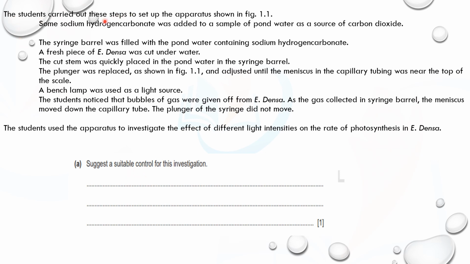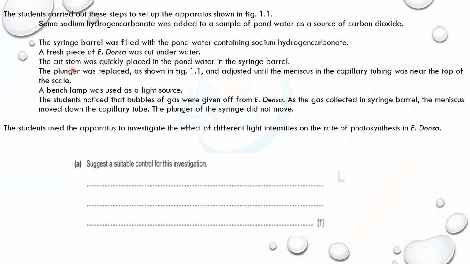The students carried out these steps to set up the apparatus shown in Fig 1.1. The secret to paper 5 is that they will always give you a clue. The clue will help you to design the experiment they will ask you. So some sodium hydrogen carbonate was added to a sample of pond water as a source of carbon dioxide. So that's the source. The syringe barrel was filled with pond water containing sodium hydrogen carbonate. A fresh piece of Egeria densa was cut underwater.